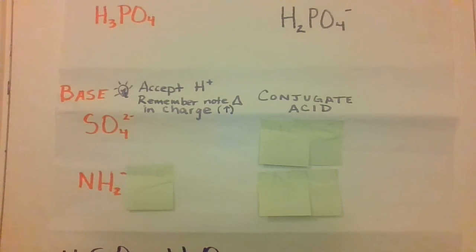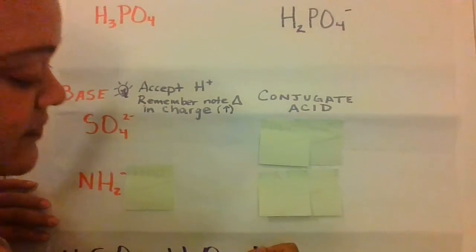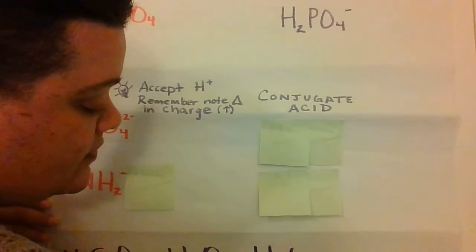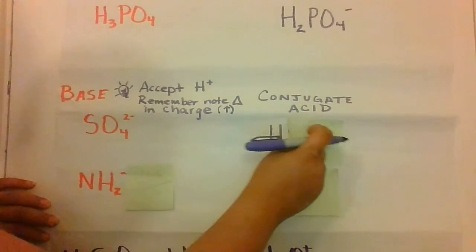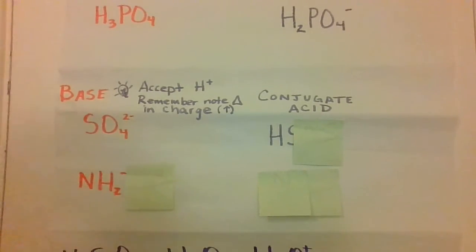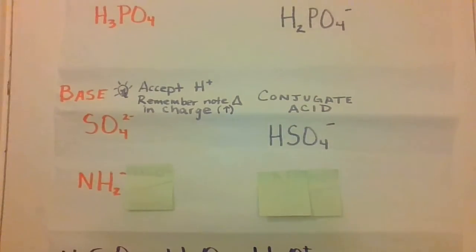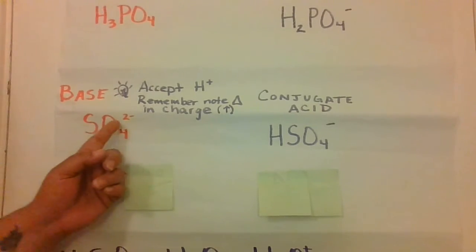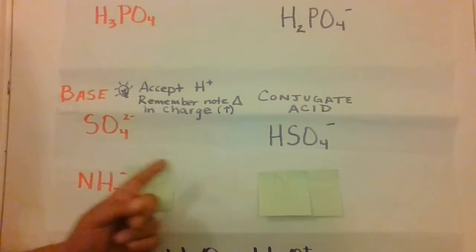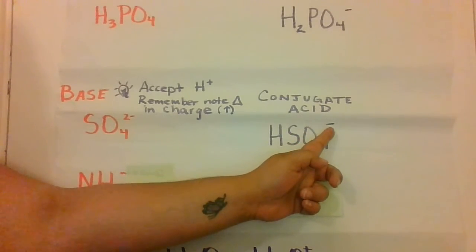All right. So what is going to happen to my SO4 negative 2 if it accepts a hydrogen? It is now going to have an additional hydrogen on that compound. And we're still going to have our SO4, but it went up one in charge. So from -2, it has now gone to just a -1.